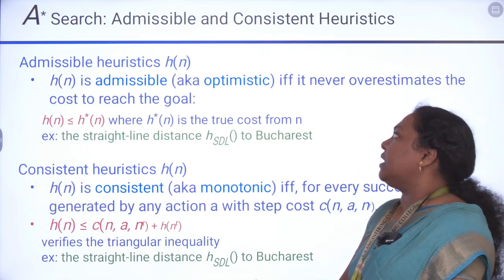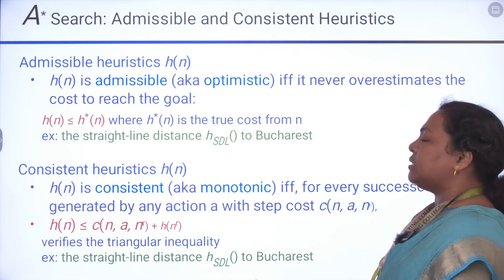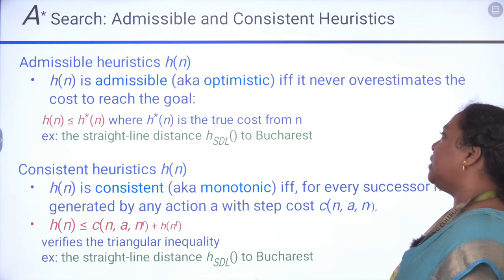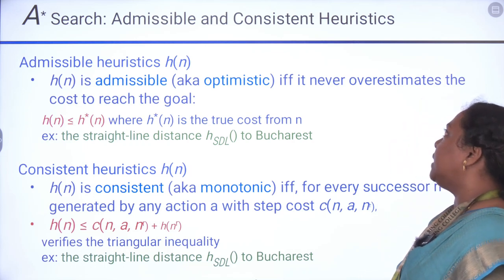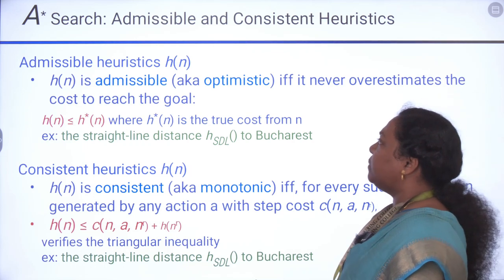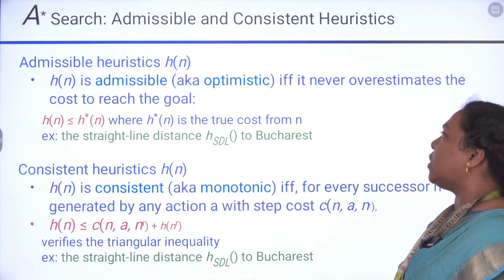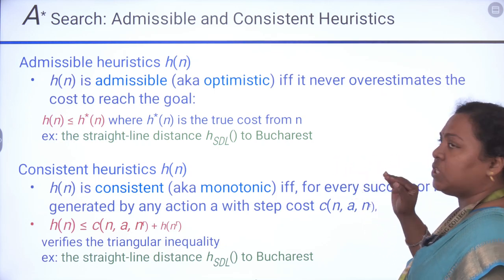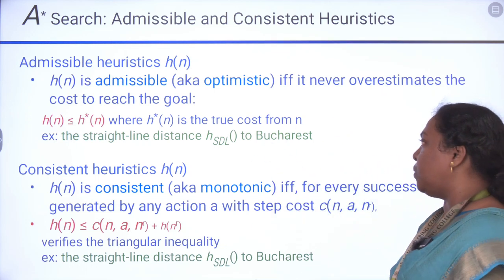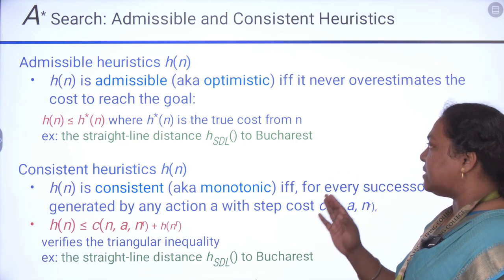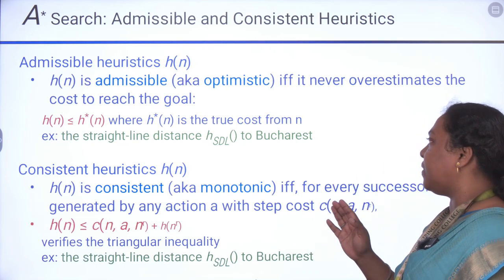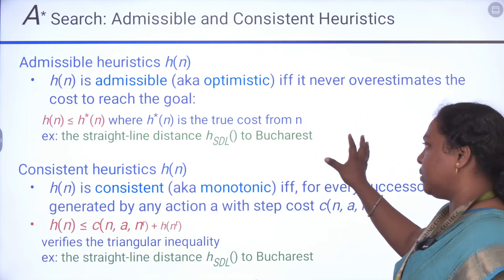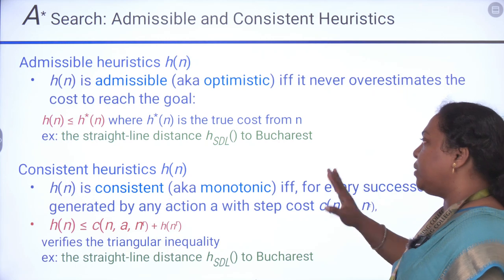So this A-star algorithm is very much effective, and it gives us the optimal path, and we are able to see 2 different heuristics here, admissible and consistent heuristics. What is an admissible heuristic? It is optimistic. There is no chance of overestimating the cost to reach the goal. We see that h of n is less than or equal to h star of n, and that h star of n is nothing but the true cost of that node. So in no case is it going to exceed it.